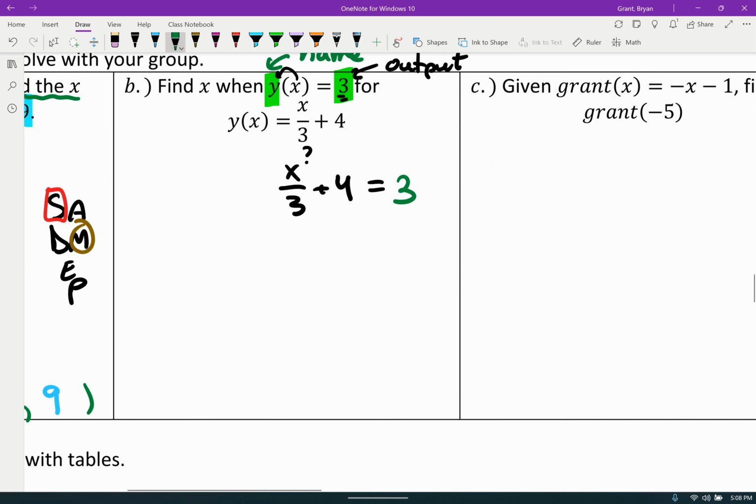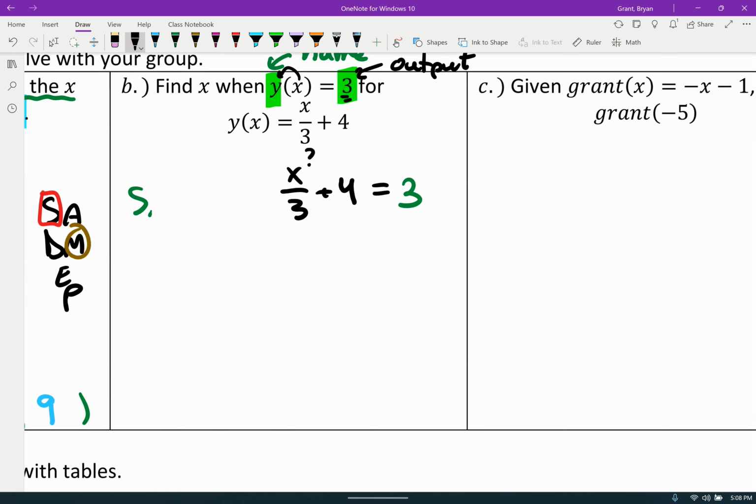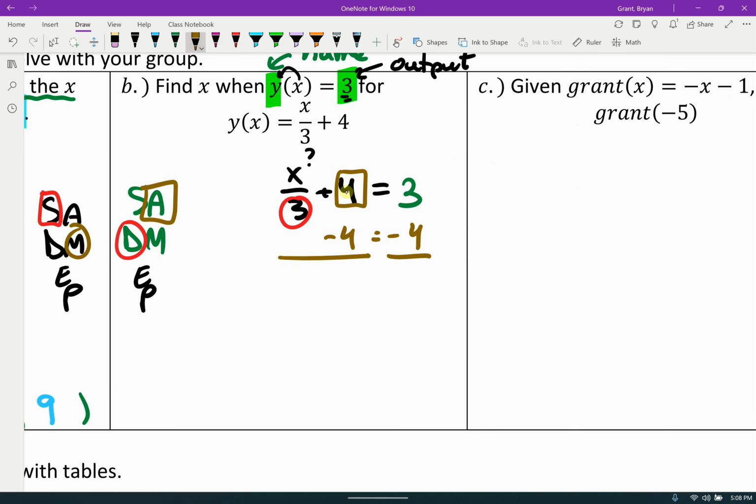Well, that's great because now we can use our awesome algebra skills to solve. We just have to work through SADMEP here. Okay, I see two numbers attached to x. A 3 is dividing. A 4 is adding. Let's undo the addition first. Leaves me with x divided by 3 equals -1.